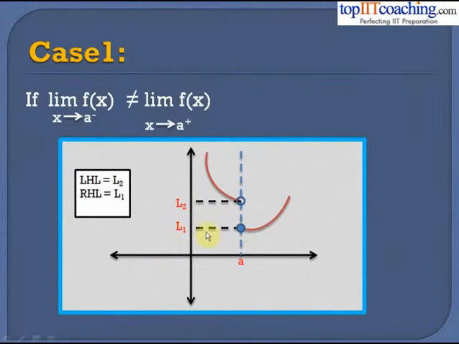Now let's try to visualize it. This is the graph of y equal to f(x). Now we see that the left hand limit is equal to L2 and the right hand limit is equal to L1. That is, if we approach the point a from the right hand side, then the value of the function is L1, and if we approach the point a from the left hand side, the value of the function becomes L2, and we see that L2 is not equal to L1. So in such case, we say that the limit does not exist, and so the function is discontinuous.